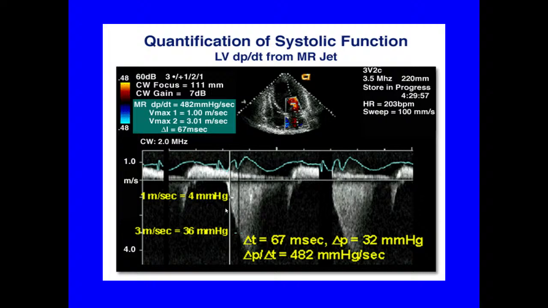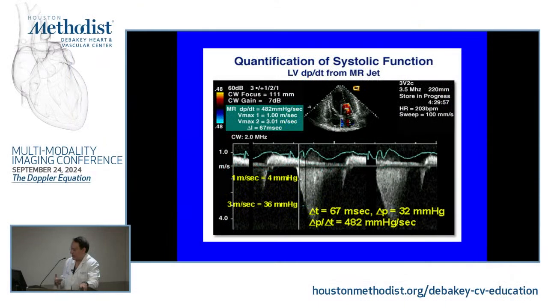If I divide that by the time interval between these 2 points, then I have a dp/dt. And in this case, it is reduced markedly, at 82 millimeters per second. These have been looked at mostly in research settings, but we do not use it in day-to-day applications. Having said that, the shape of the MR signal, how fast it rises, can give you an indication of how fast the pressure is rising in the ventricle.